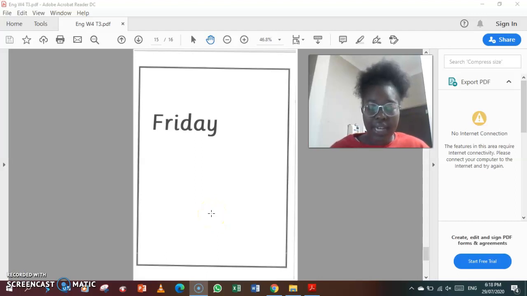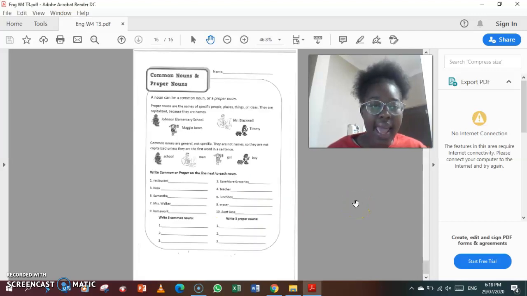For today's activity, you have a spelling quiz that you must write in your workbook, year one. But before that, you will first do this worksheet. We will do a short worksheet on common nouns and proper nouns.